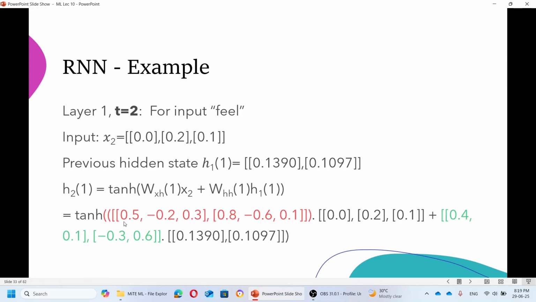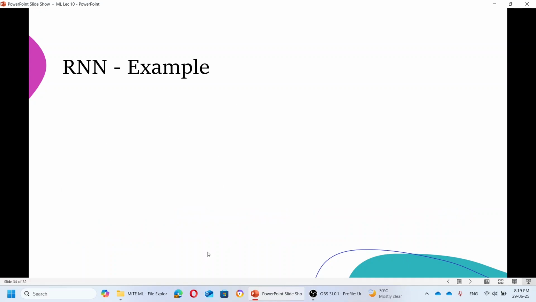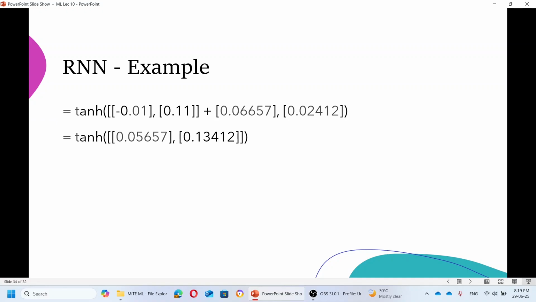So as you can see over here, these are the weights. The weights are the same. The only thing which has changed now is this input. So this value is now 0.0, 0.2 and 0.1. Again the weights are the same, but here instead of 0, 0 we have got this previous value of h, and after doing the matrix multiplication we get the output 0.0565 and 0.13412, and after applying tanh we get these values.